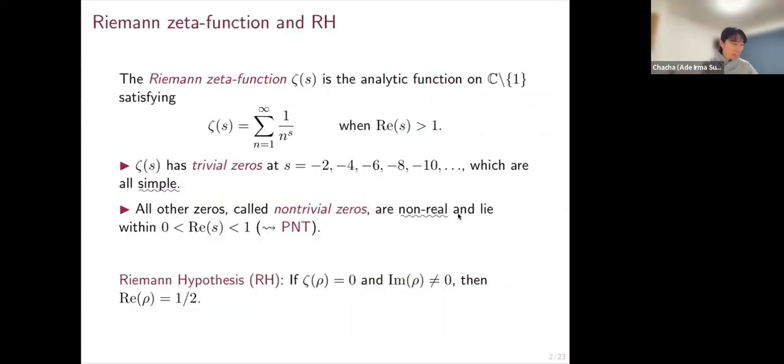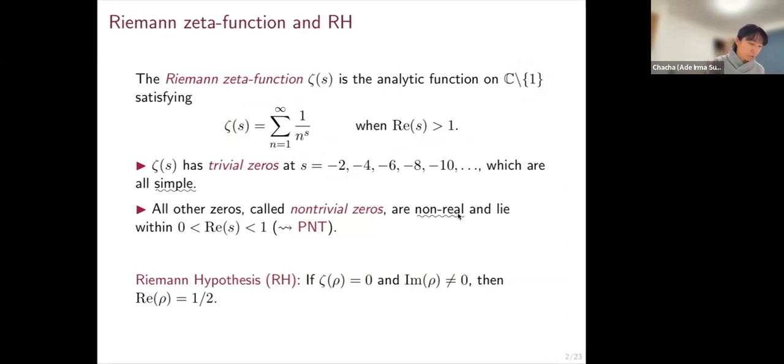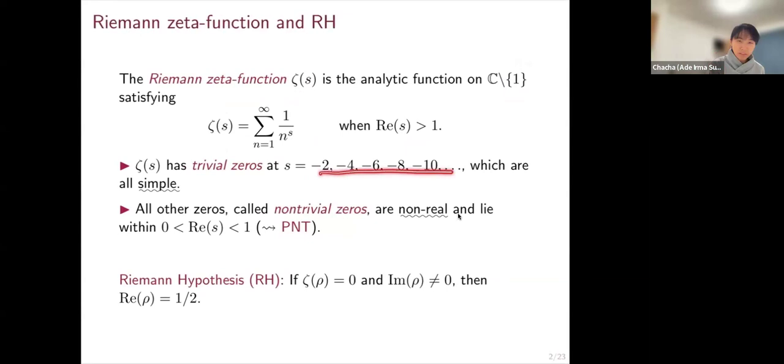Maybe we don't need this introduction, but I thought we should always start with the right definition. We will talk about the Riemann zeta function, which is the analytic function defined on the whole complex plane except for the point 1. It can be written as this Dirichlet series when the real part of s is strictly bigger than 1. And then we have trivial zeros. I won't talk about the functional equation, but as a corollary, we have trivial zeros at negative even integers, and they are all simple.